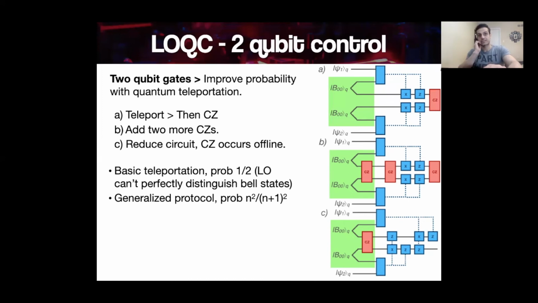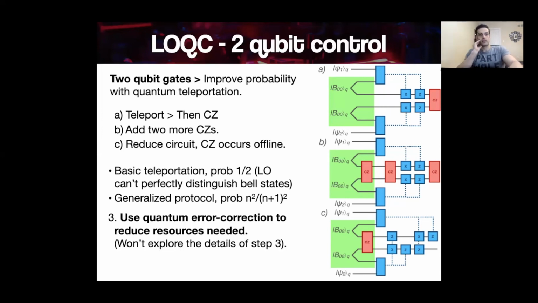And so the teleportation only happens with probability of a half. So with this new teleportation protocol, we've improved from 1 in 16 to a 50-50 chance of making it work. Now, there are ways to use many more resources to improve the probability. The probability scales as n squared over n plus 1 squared, where n is related to the number of resources we need. It's an integer that we choose.